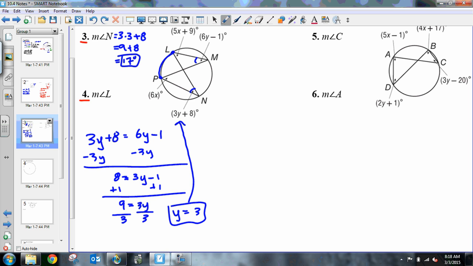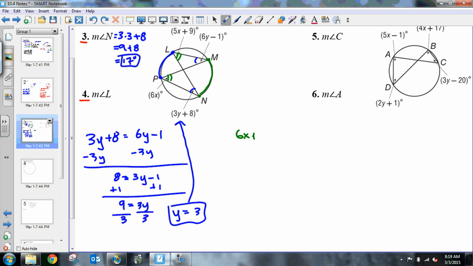All right, now I can do the exact same thing over here with number 4. With number 4, I want to find angle L. Now, what I know is that angle L is an inscribed angle to the arc MN. And so is angle P. Angle P shares that same arc, so I know that these two angles are also congruent.